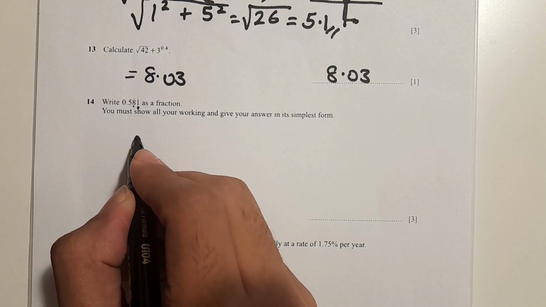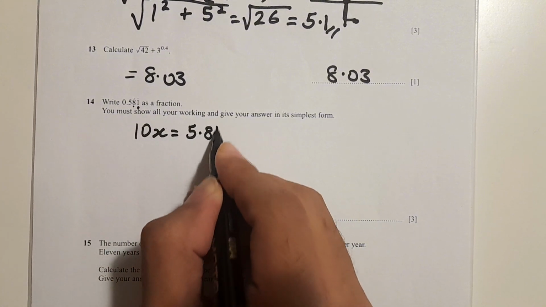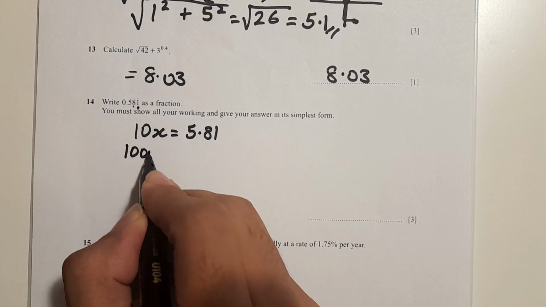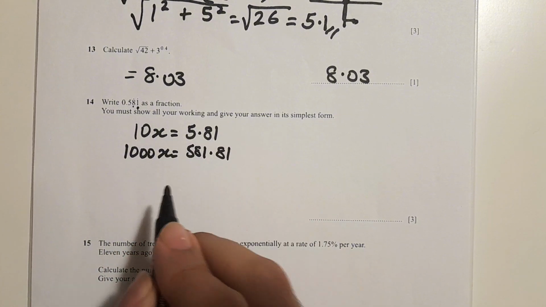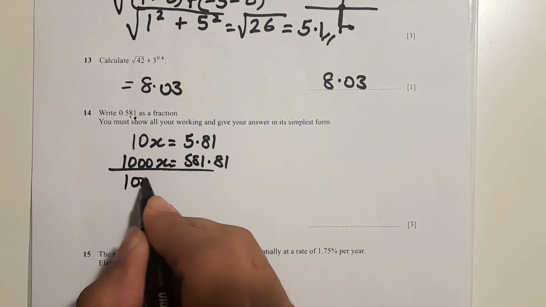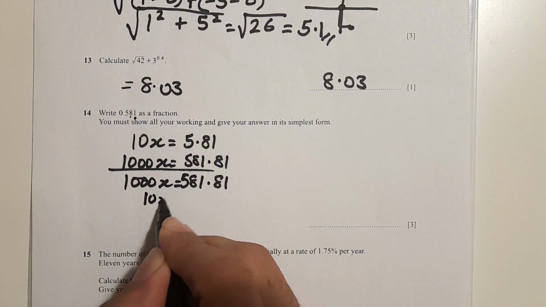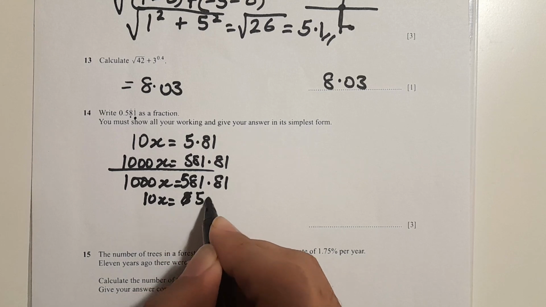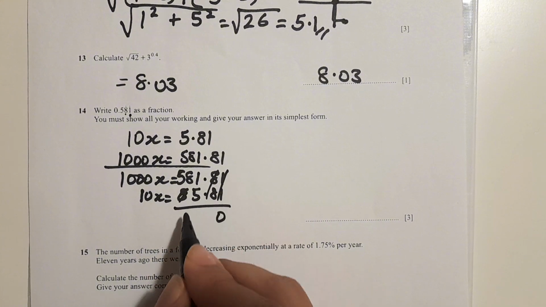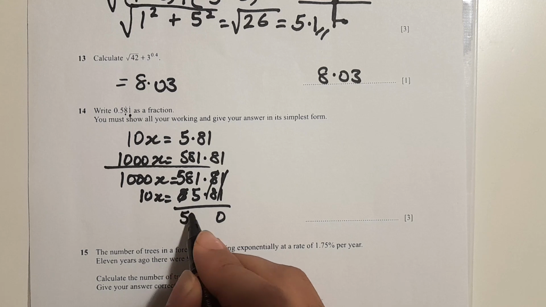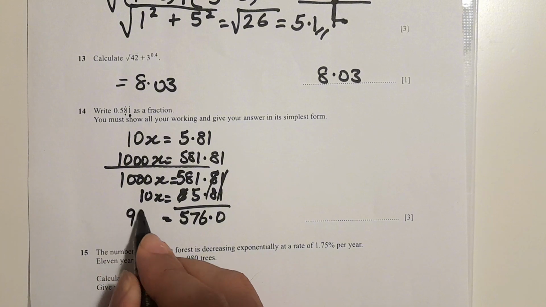So what we will do is first multiply by 10 and by 1000. 1000x is equal to 581.81..., and 10x is equal to 5.81.... Subtracting, 81 minus 81 is 0, they cancel, and 581 minus 5 is 576, equal to 1000x minus 10x, which is 990x.